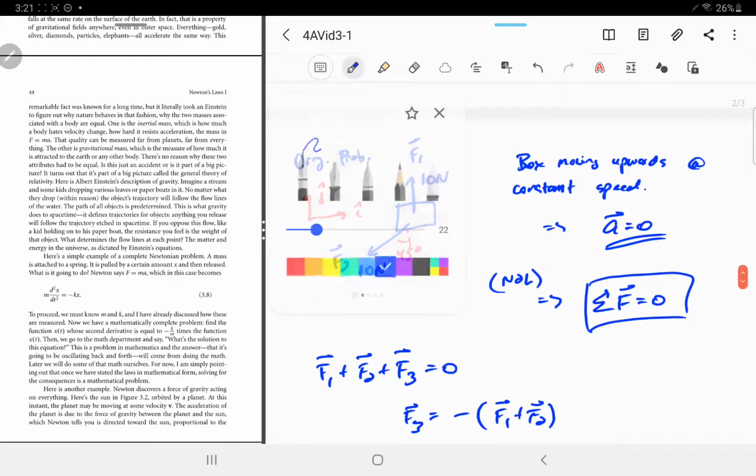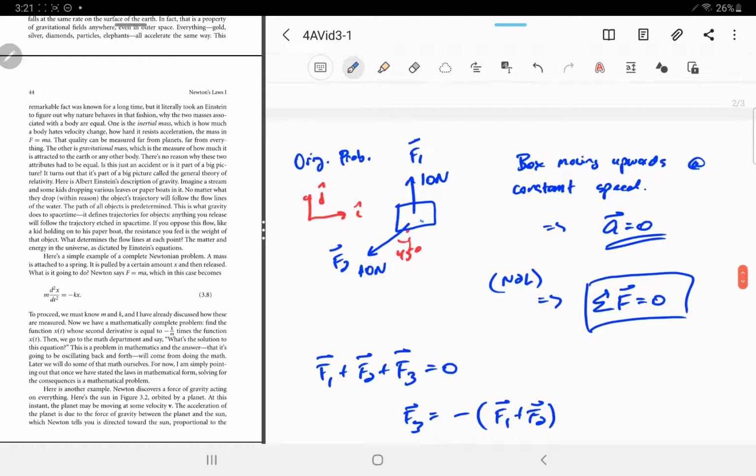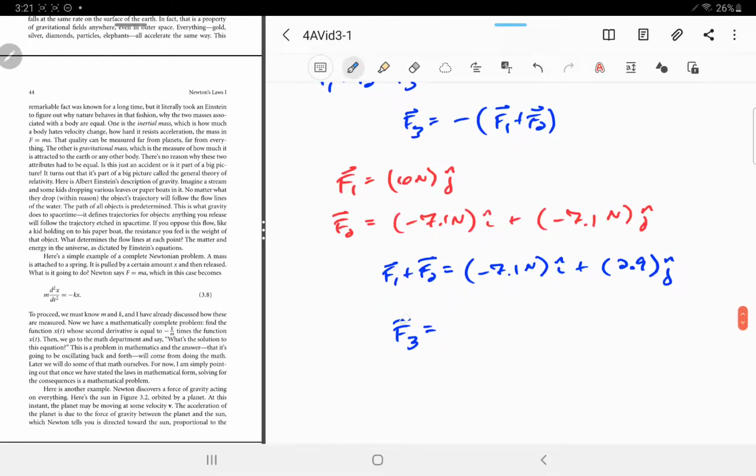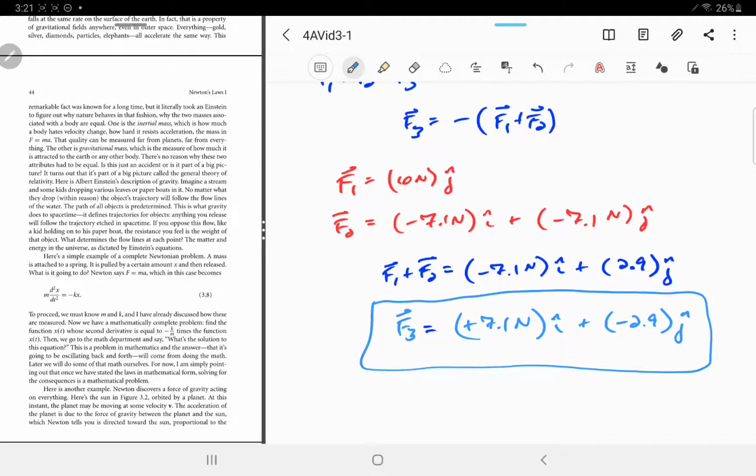So F3 is actually going to point this way, maybe in a different color. F3 needs to point this way to counteract those two. So F3 is minus that. It looks like it's plus 7.1 newtons in the i hat direction, and then negative 2.9 in the j hat direction. This will be our answer for F3.